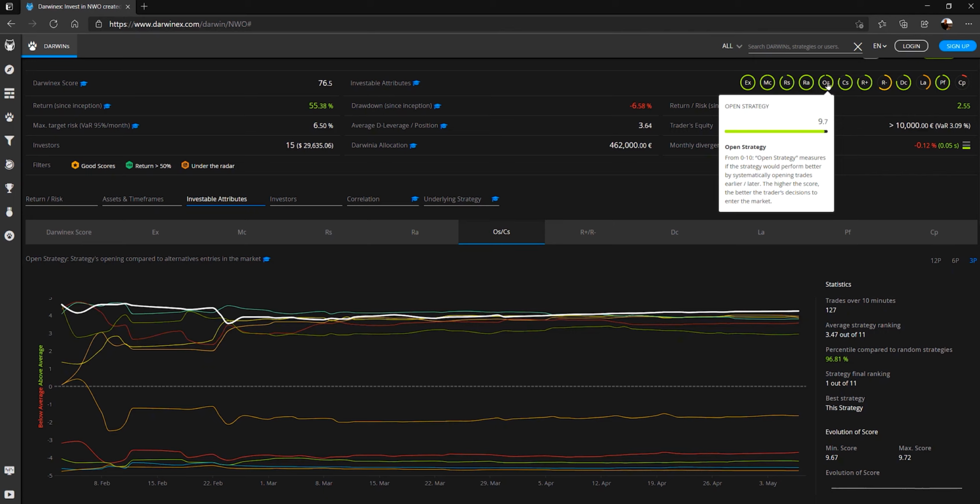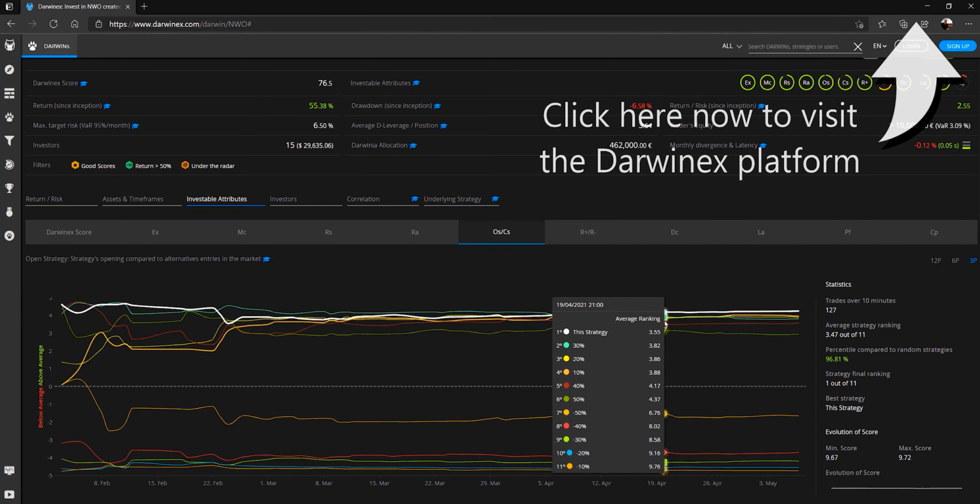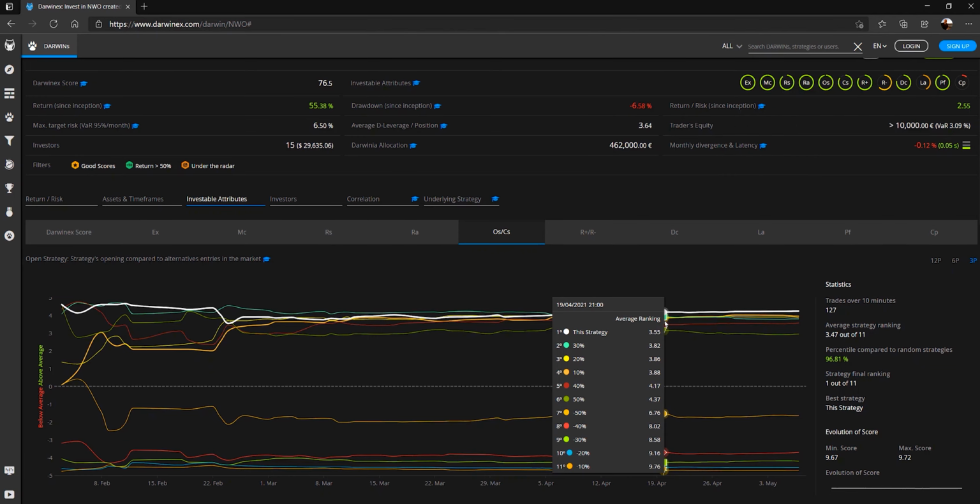Now, as I said before, I find this one of the most useful investable attributes, and that's because it focuses on the weaknesses and strengths of the timing of the open signals and the timing of the close signals in a strategy. Now, the metrics for the investable attribute are calculated over the last 12 D periods, and I looked at this concept of a D period previously when I was looking at the experience investable attribute.